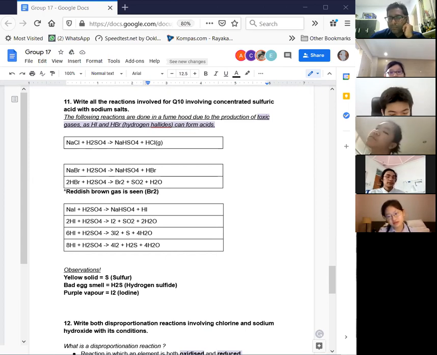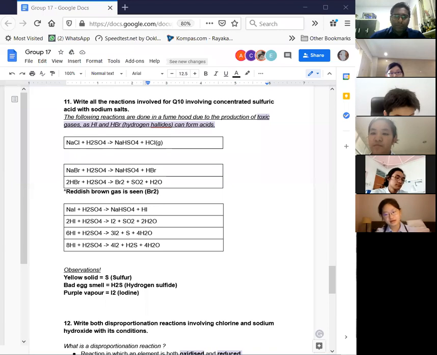The other reactions are sodium iodide and sulfuric acid, which will form sodium bisulfate and hydrogen iodide. Hydrogen iodide and sulfuric acid will have three different types of reactions. The first one is 2HI plus H2SO4 forming I2 plus SO2 plus 2H2O. The second one is 6HI plus H2SO4 forming 3I2 plus S plus 4H2O. The last one is 8HI plus H2SO4 forming 4I2 plus H2S and 4H2O.